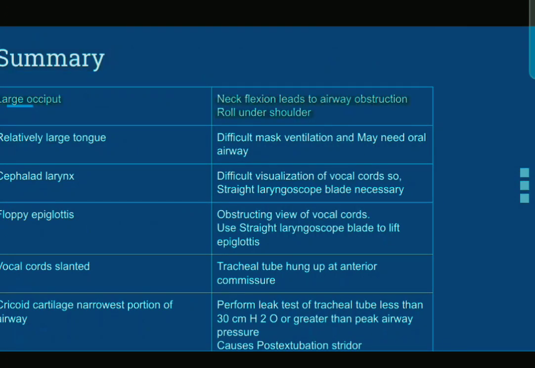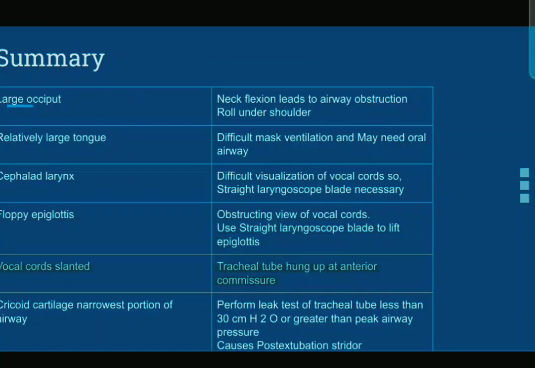Summary. Large occiput and neck flexion lead to airway obstruction. Use a roll under the shoulder. Relatively large tongue makes mask ventilation difficult and may need an oral airway. Cephalad larynx makes visualization of vocal cords difficult, so a straight laryngoscope blade is necessary. Floppy epiglottis obstructs the view of vocal cords. Use a straight laryngoscope blade to lift the epiglottis.